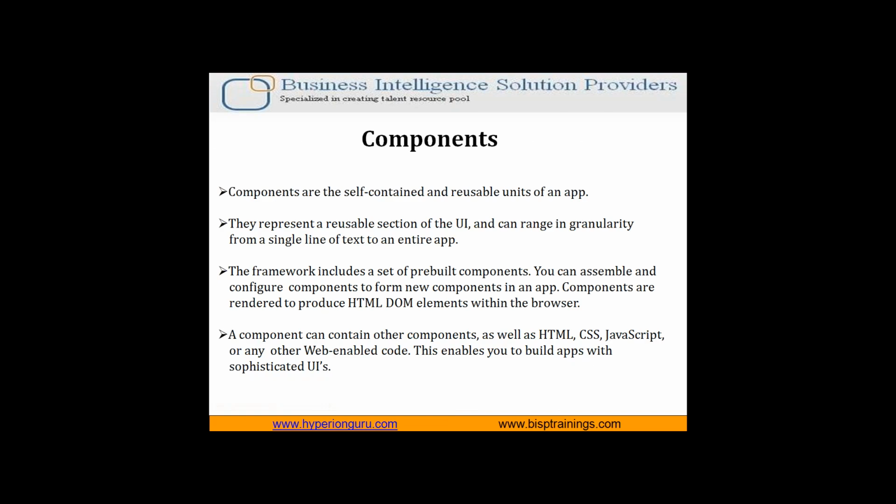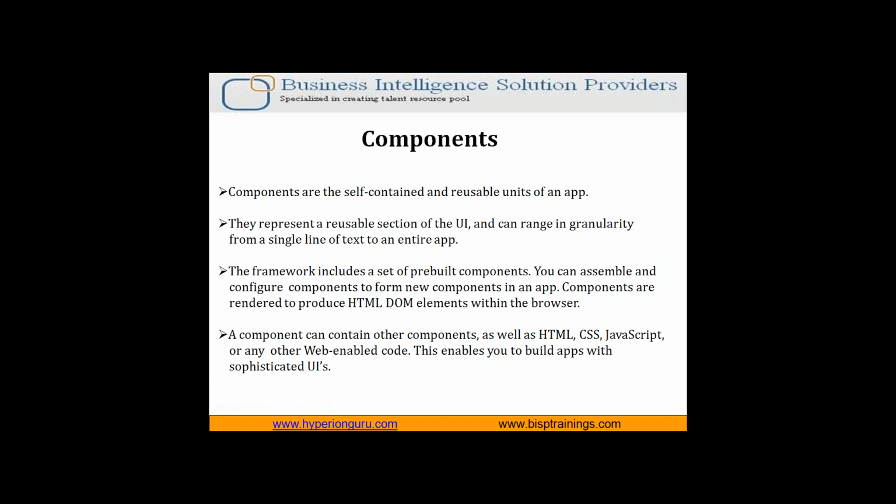Next, we are talking about components. So basically, what is a component? As I told you, components are reusable units of an application. A component can be built once and used multiple times. They represent a reusable section of user interface and can range in granularity from a single line of text to an entire application. And a component can contain other components as well. Within a component we can have another component, along with HTML, CSS, JavaScript or any other web enabled code. This enables the developer to build applications with sophisticated user interfaces. So that's about Lightning component.